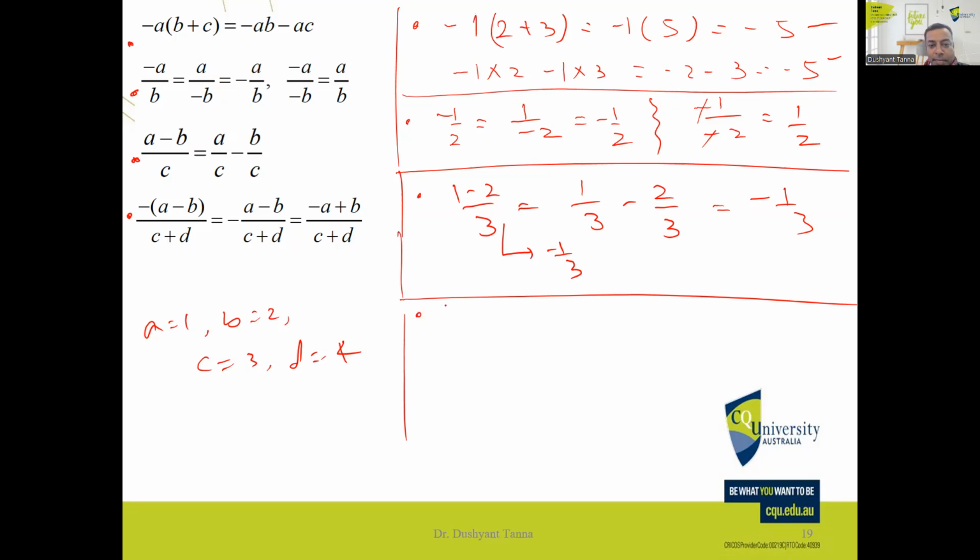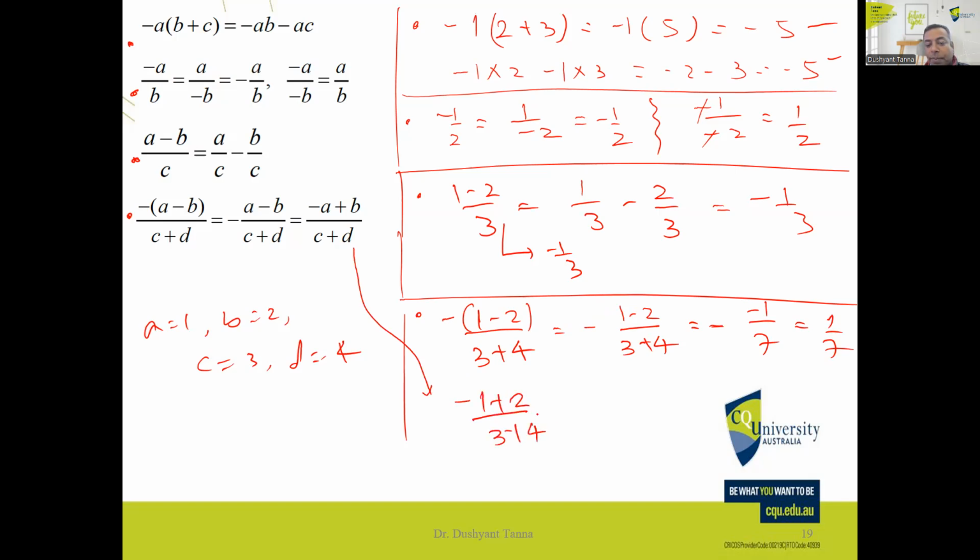And the last bit, 1 minus 2 over 3 plus 4. 1 minus 2 is minus 1 over 7. And therefore minus 1 over 7. If I plug in the last part, negative 1 plus 2 over 3 plus 4, that's 2 minus 1. That's still 1 over 7. And they have to be verified.